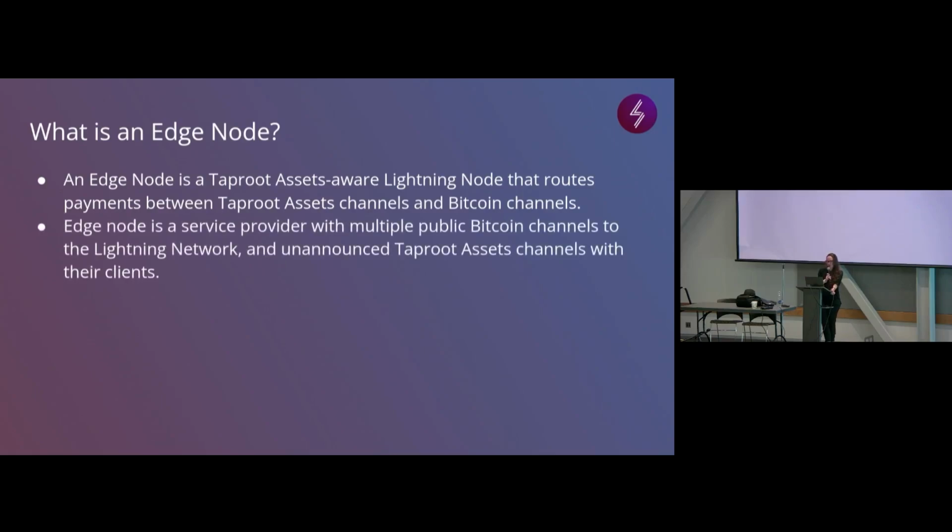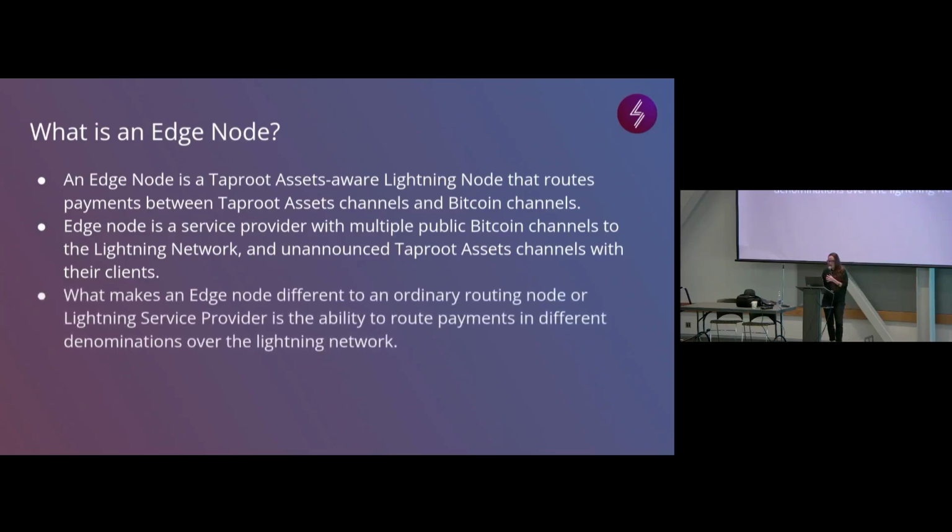An edge node is a service provider with multiple public Bitcoin channels, or at least one public Bitcoin channel to the Lightning Network, and unannounced Taproot asset channels with their clients or whomever they're doing business with on the Lightning Network. What makes an edge node different to an ordinary routing node or Lightning service provider is the ability to route payments in different denominations over the Lightning Network. So hopefully you got this, right?